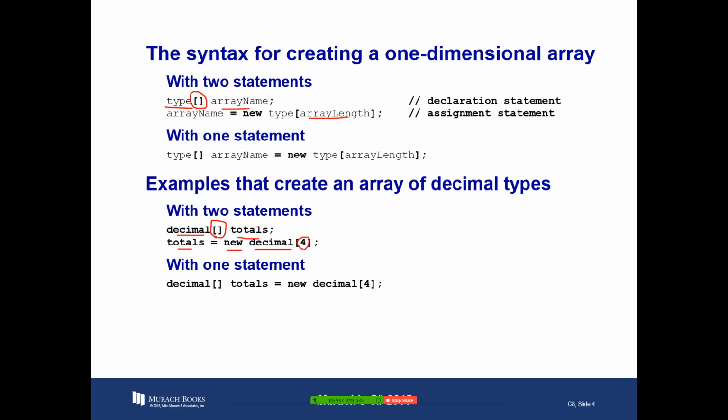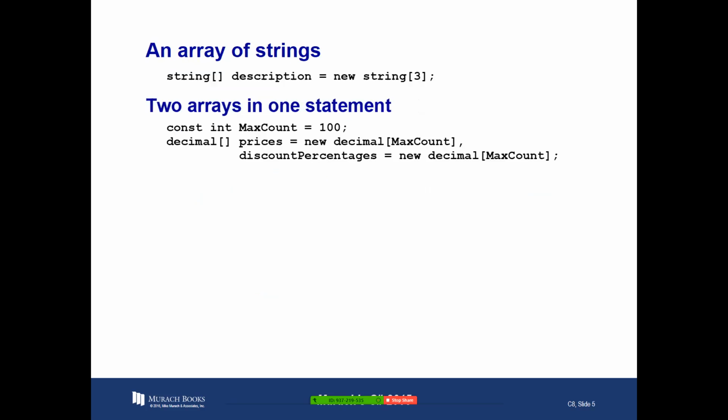And here you can do it with one statement. Here's an example: a decimal array named totals, and it's new, and it's 4 elements. Here's how we would do an array of strings: a string array named description, and here you're declaring the new string array with 3 elements, 0, 1, and 2.